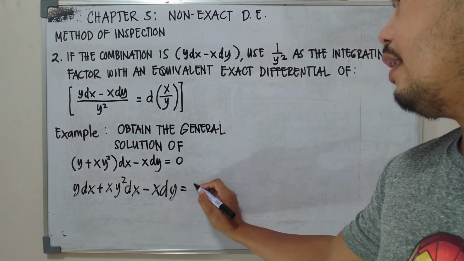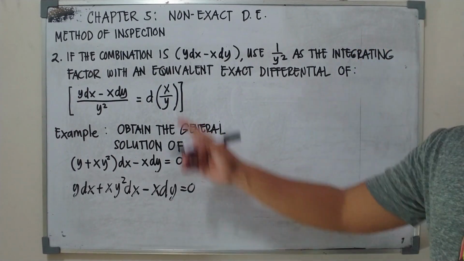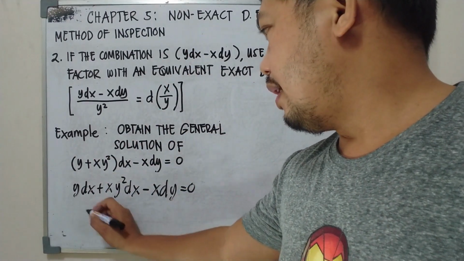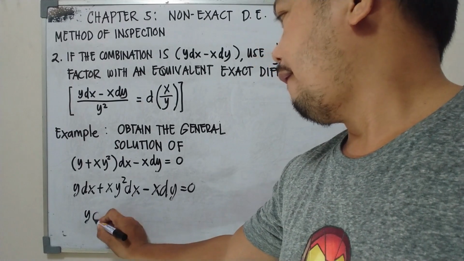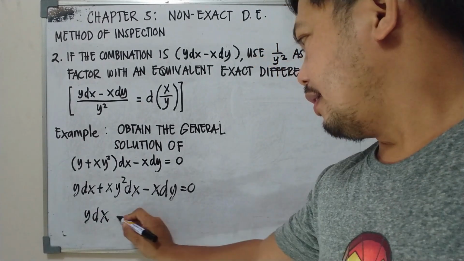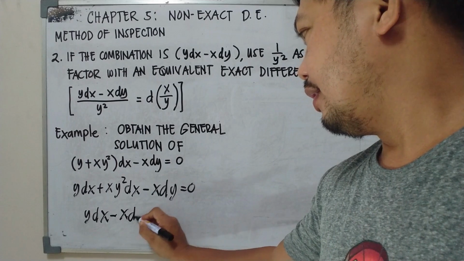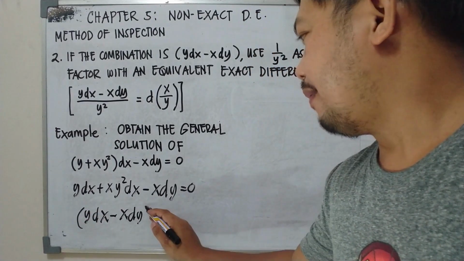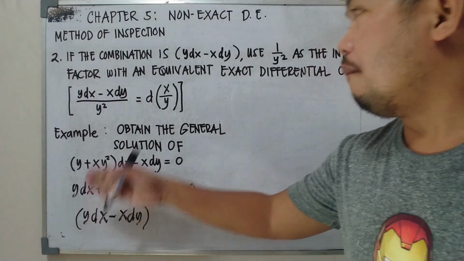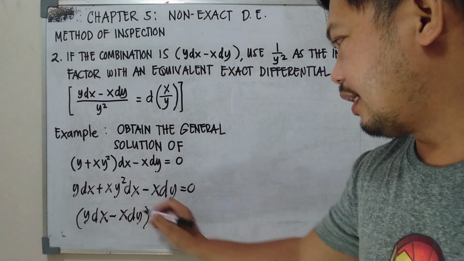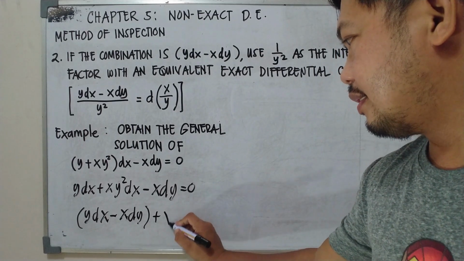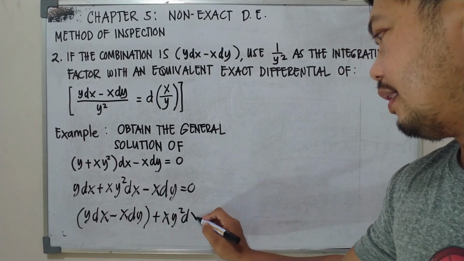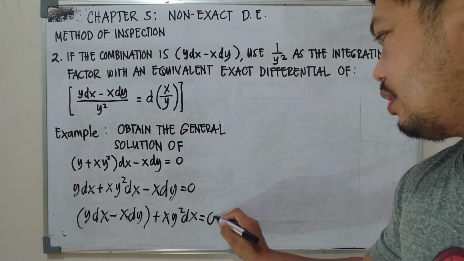Then, arrange na magbabase dun sa ating combination. Kumbaga tatama sa combination mo. So, y dx minus x dy. Okay? So, lagyan mo ng parentheses. Kumbaga, i-separate mo na. Kasi nakuha mo na yung combination na hinahanap natin. Then, copy yung ating x over y squared. Ito. Multiply this by dx. And this is equals to 0.